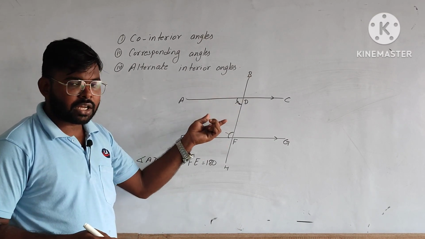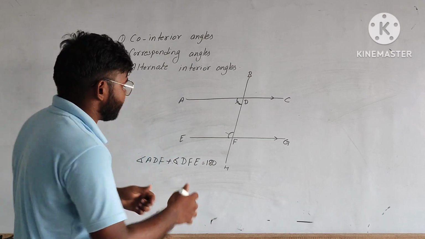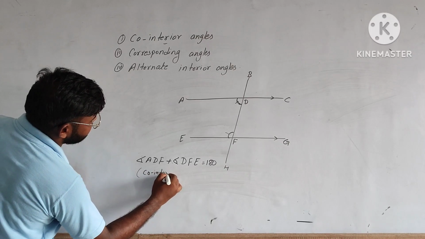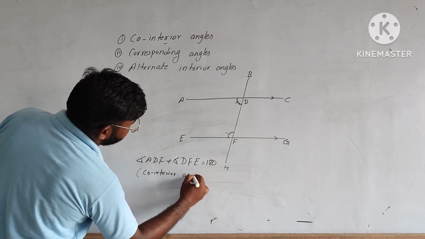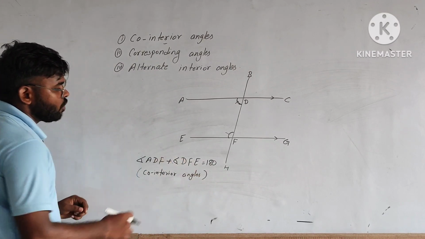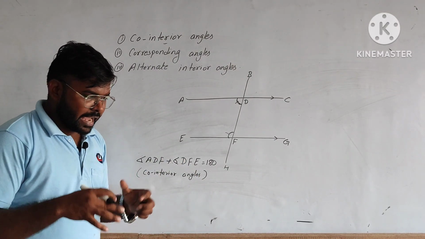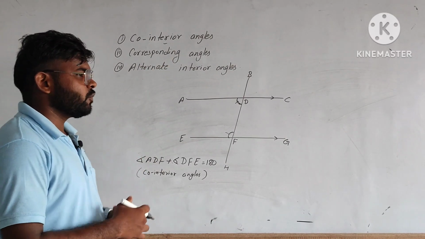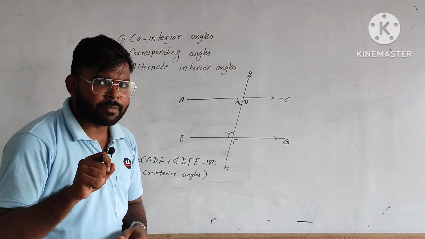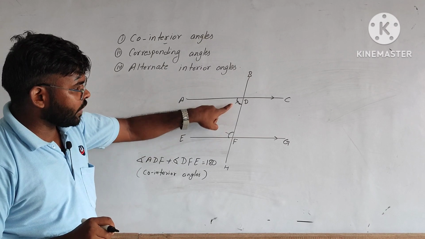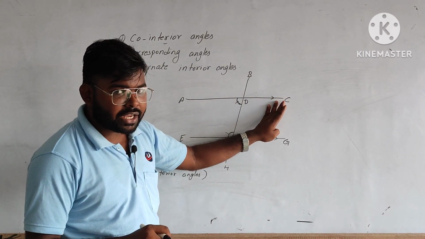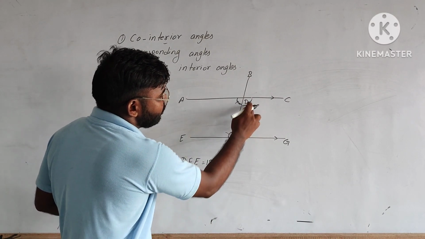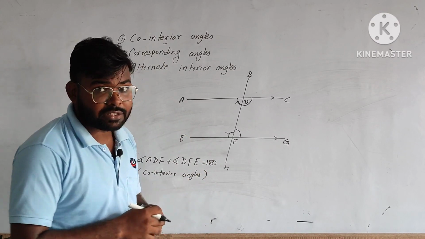What is the relation between these two angles? It is co-interior angles. So these both are co-interior angles. Not only this, on the other side, this one and this one are also co-interior. So we have two pairs of co-interior angles over here.